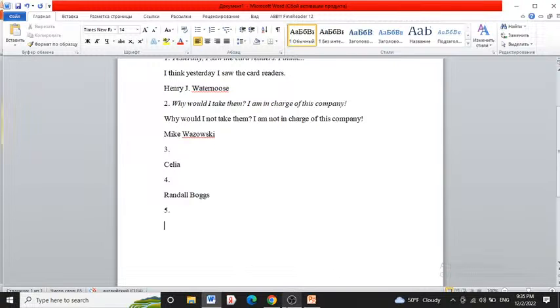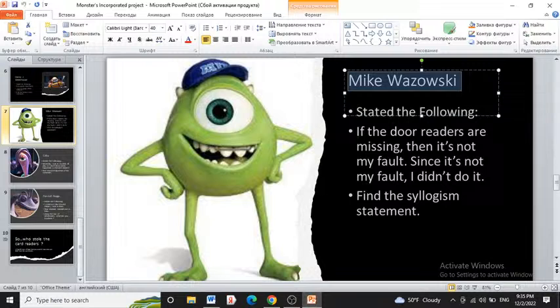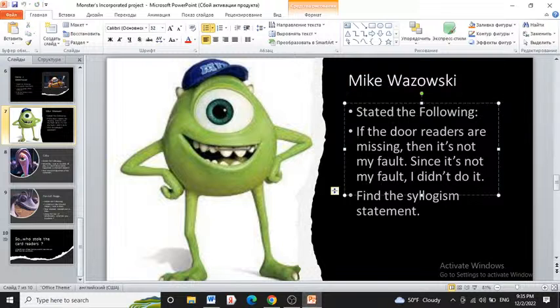All right, Mike Wazowski, what is he saying? He is saying, if the door readers are missing, then it's not my fault. Since it's not my fault, I didn't do it.